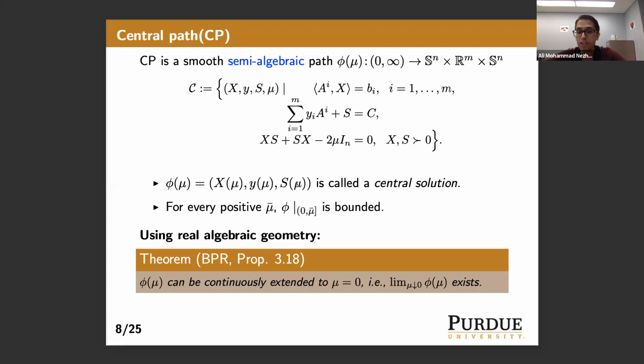The other nice property is that we have uniform boundedness for the central path. If you restrict the central path to an interval, we can find a ball which circumscribes all the central solutions. Because of that property, we can rely on a result from real algebraic geometry that the central path always converges. Since it's uniformly bounded, this path can be continuously extended to mu equals 0, which means the limit exists. There is another proof in the literature based on the curve selection lemma, but in this case we don't need it, just a simple property of real algebraic geometry. So the central path always converges regardless of any regularity condition.